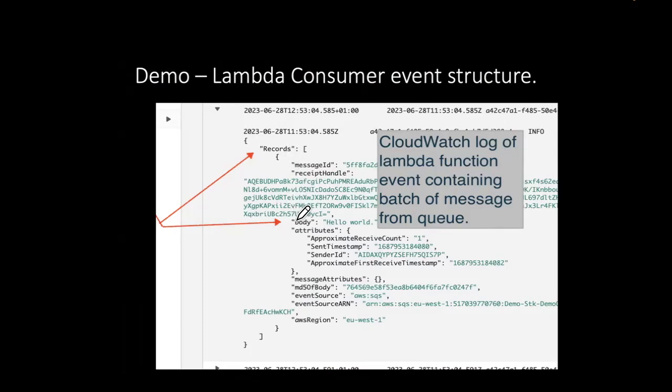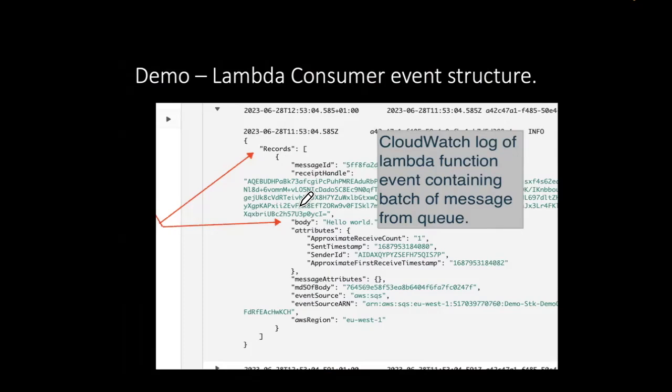The body property, that's where we will find the actual message payload, if you like. The other things are kind of attributes that are added on by the SQS service itself, like a message ID and other stuff. So it's this body property. That's where you'll find the actual payload of the message that was written by the producer.